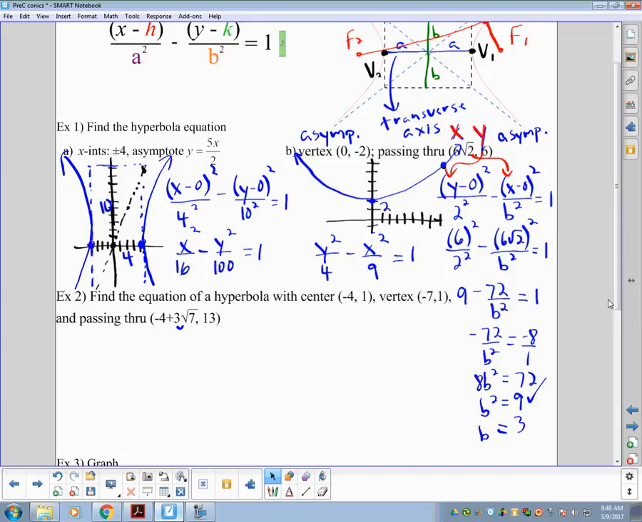All right, find the equation of a hyperbola with center -4, 1. Oh boy, now this time we're centered elsewhere. So let's see if we can draw a picture of this. Vertex at -7, 1, and passing through the point -4 plus 3 root 7, that's the exact value of a point in radical form, comma 13. So -4, 1 is the center. And -7, 1 is the vertex, one of the vertices.